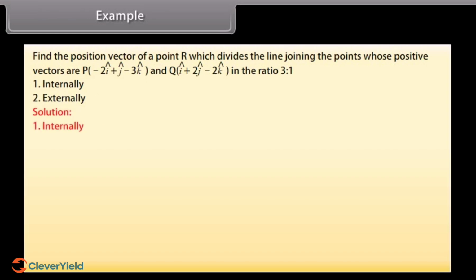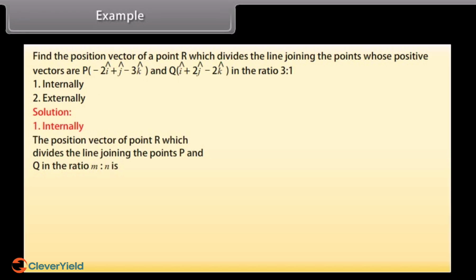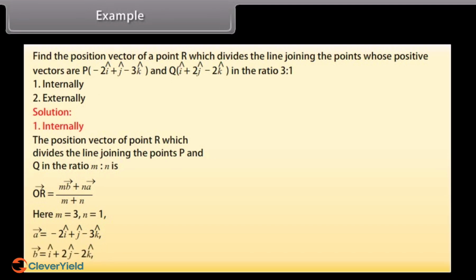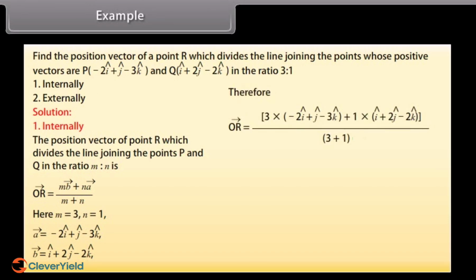Solution: 1 internally. The position vector of point R which divides the line joining the points P and Q in the ratio m:n is vector OR equals m vector B plus n vector A by m plus n. Here m is equal to 3, n equals 1. Vector A equals minus 2 cap I plus cap J minus 3 cap K. Vector B equals cap I plus 2 cap J minus 2 cap K. Therefore, vector OR equals 3 into minus 2 cap I plus cap J minus 3 cap K plus 1 into cap I plus 2 cap J minus 2 cap K by 3 plus 1 equals minus 5 cap I plus 5 cap J minus 11 cap K by 4, which is equal to minus 5 cap I by 4 plus 5 cap J by 4 minus 11 cap K by 4.